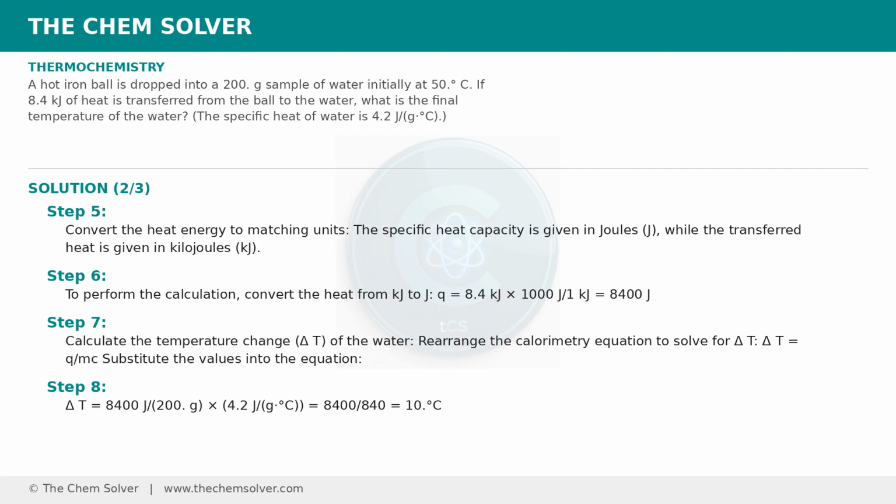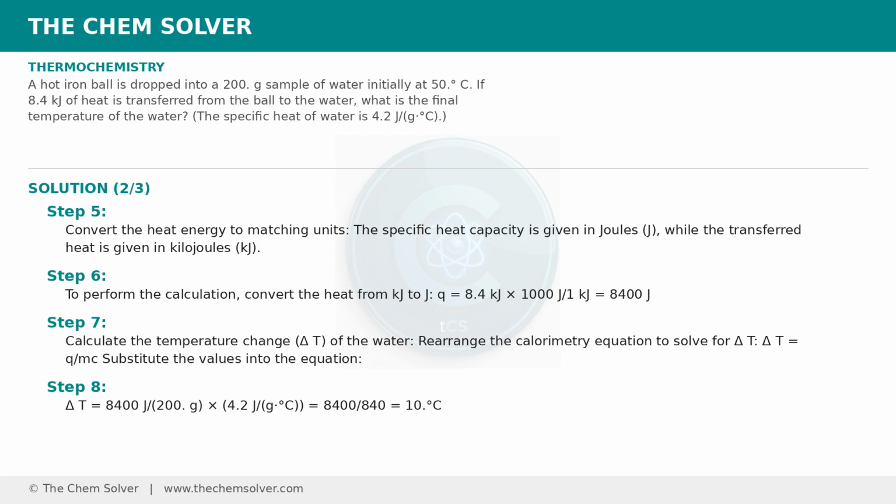Convert the heat energy to matching units. The specific heat capacity is given in joules, J, while the transferred heat is given in kilojoules. To perform the calculation, convert the heat from kilojoules to J. Q equals 8.4 kilojoules times 1000 J over 1 kilojoule equals 8,400 J.